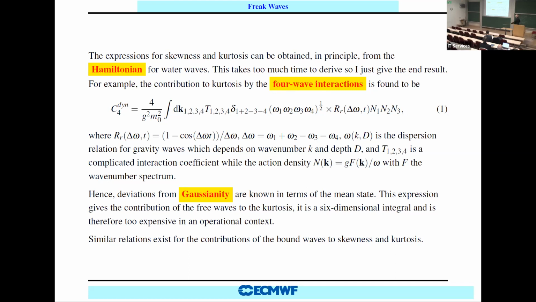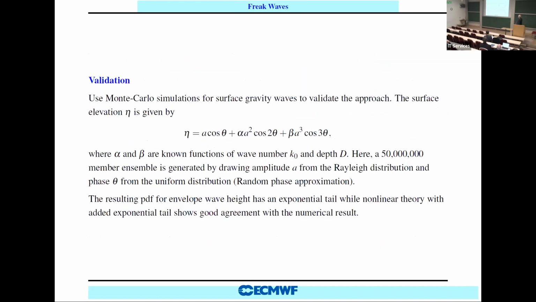Now, this is a relation that exists for the kurtosis of the free waves, but you can also do similar calculations for skewness. So in principle, everything is known in that respect. Now, to get some confidence in the value of this approach, I did a Monte Carlo simulation for surface gravity waves, and I assumed that I have an elevation given by this simple sequence. It's just a Stokes wave expansion.